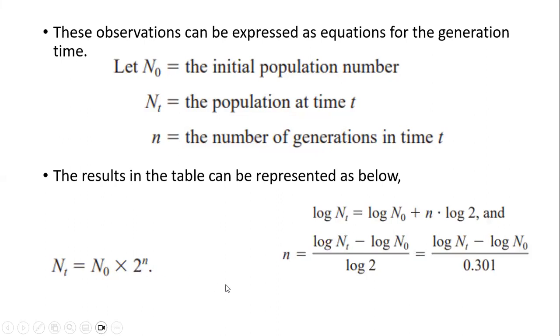So if we take log of the equation, what we will have is log nt is equal to log n0 plus n log 2. Rearranging this equation, we will have the value of n, that is the number of generations, is equal to log nt minus log n0 divided by log 2. We know the value of log 2 as 0.301. So substituting for it, we reach the equation n is equal to log nt minus log n0 divided by 0.3.